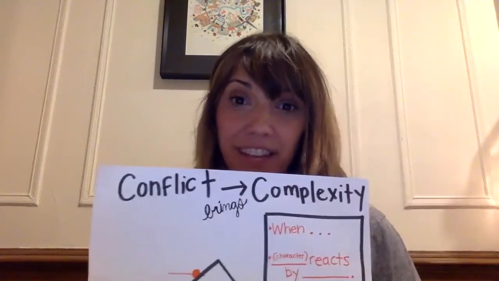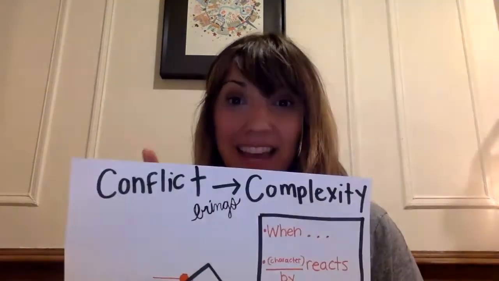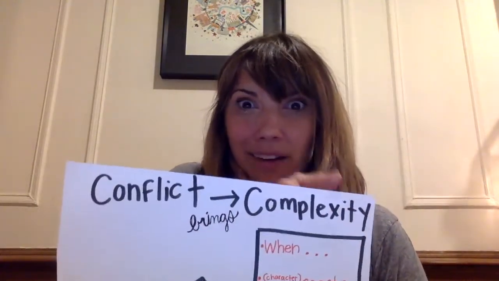Yesterday we were dipping our toe into the waters of character complexity, and we're going to talk a little more about it today: that characters can be more than one way. And so today I want to teach you that conflict and problem actually brings out complexity.